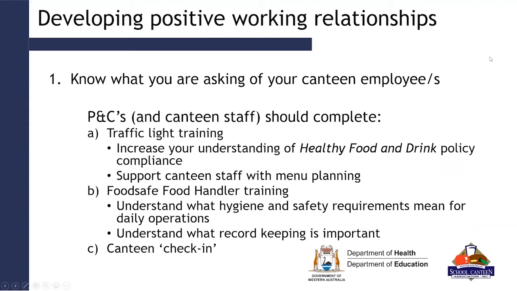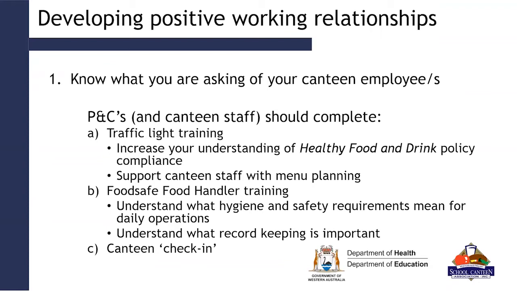So if we want to focus on developing positive working relationships, how do we go about that? There are 3 key things we wanted to cover today. Knowing what you're asking of your canteen employees is really important. In any business situation, whether it be a multinational business, a small not-for-profit organisation, or a business that maybe has 1 or 2 employees, communication is the key, and making sure that everybody understands what their roles and responsibilities are. So number 1 is to make sure that you've done traffic light training.